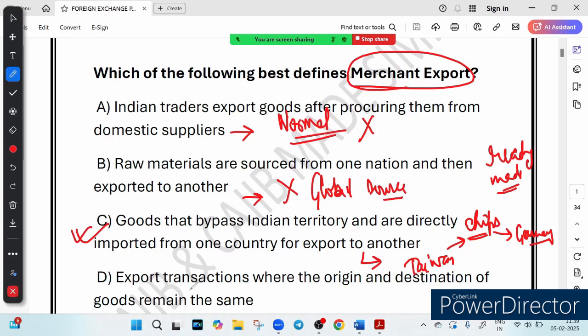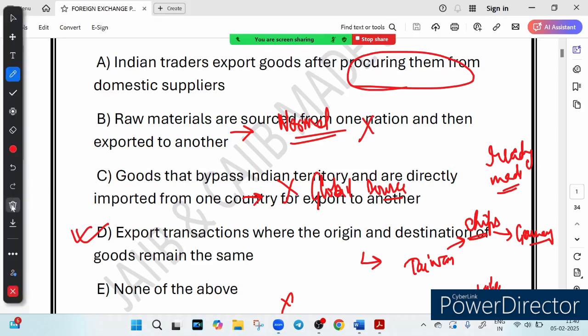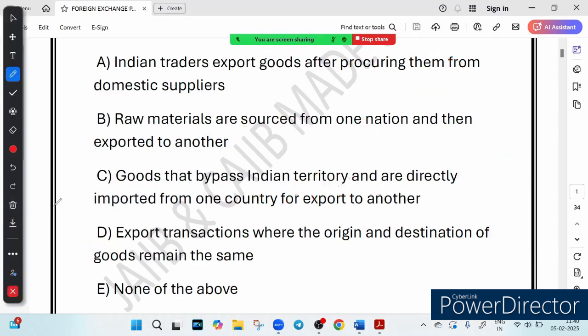And option D says that export transaction where the origin and destination of goods remain the same. So this statement is vague and does not define merchant export. It could refer to regular export where goods move from India to other country without any intermediary role. So this option is also incorrect, right? Because merchant export always involve a middleman, like the Indian trader. Some Indian exporter is there, Indian trader is there, but goods never physically enter India. So that is why option number D is also incorrect, and option number E says that none of the above. So none of the above is also incorrect since we found the correct answer to be option number C.